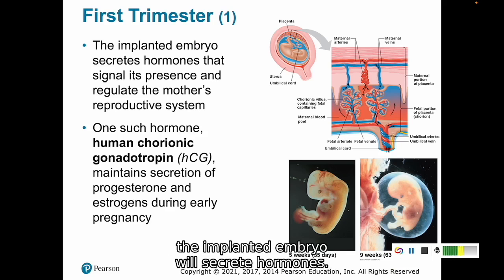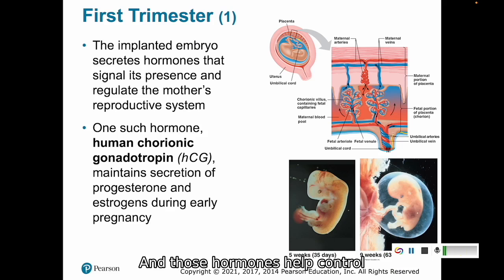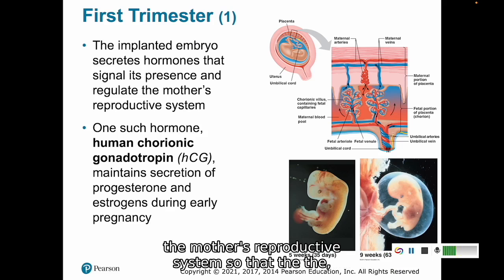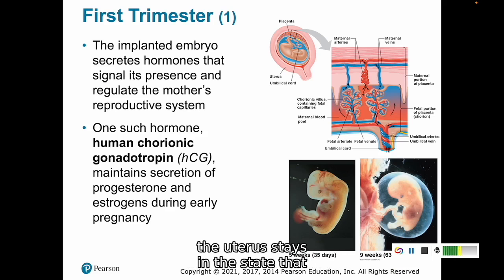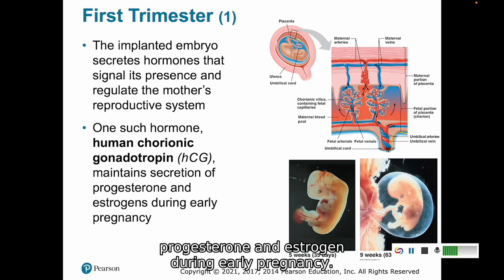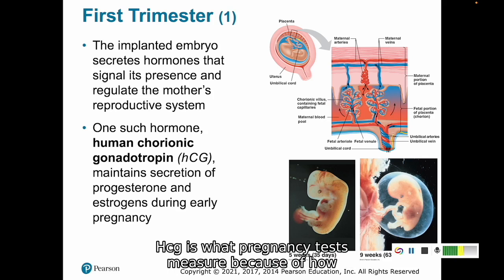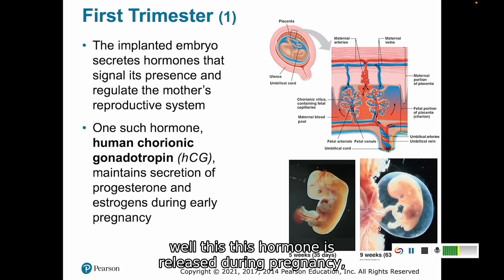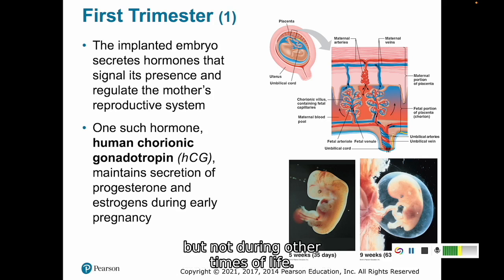During the first trimester, the implanted embryo will secrete hormones, and those hormones help control the mother's reproductive system so that the uterus stays in a state that will supply safety for the baby. One of those hormones is HCG, or human chorionic gonadotropin, and HCG maintains secretion of progesterone and estrogen during early pregnancy. HCG is what pregnancy tests measure because of how well this hormone is released during pregnancy, but not during other times of life.